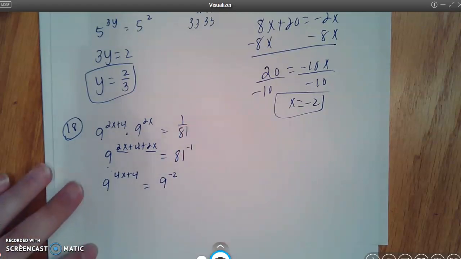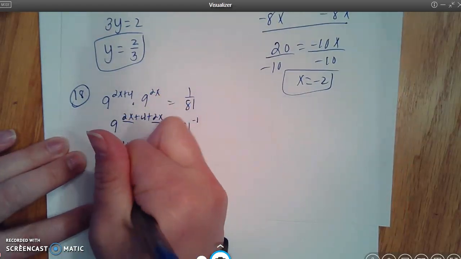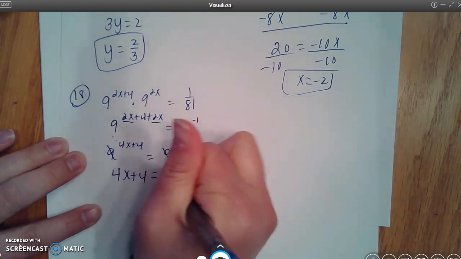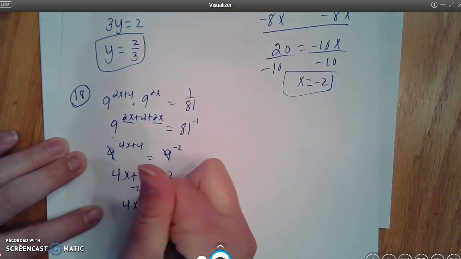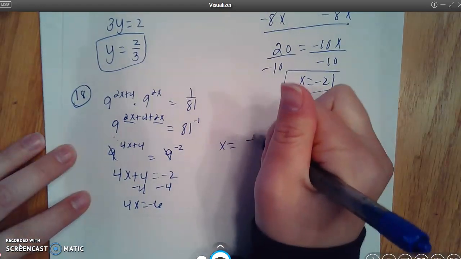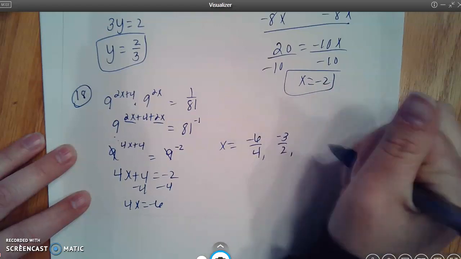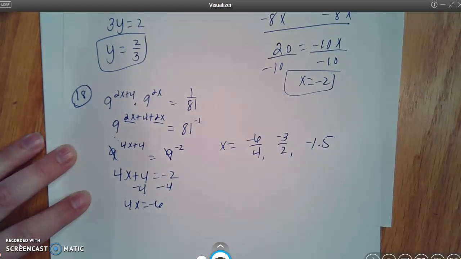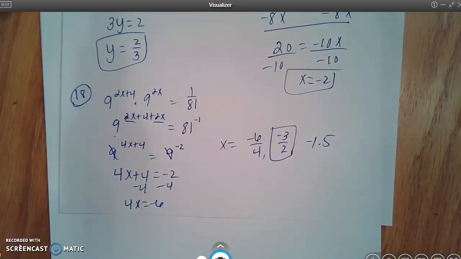Now I have the same bases, so we can just cancel out my 9s. I'm going to get 4x plus 4 is equal to negative 2. I'll subtract 4 and get 4x equals negative 6. And I would divide and I get negative 6 over 4. This also simplifies to negative 3/2. It's also the same thing as negative 1.5. Because it's fully simplified, technically any of them would work.